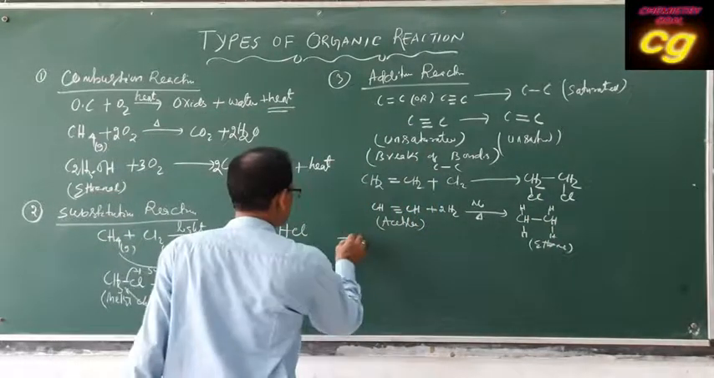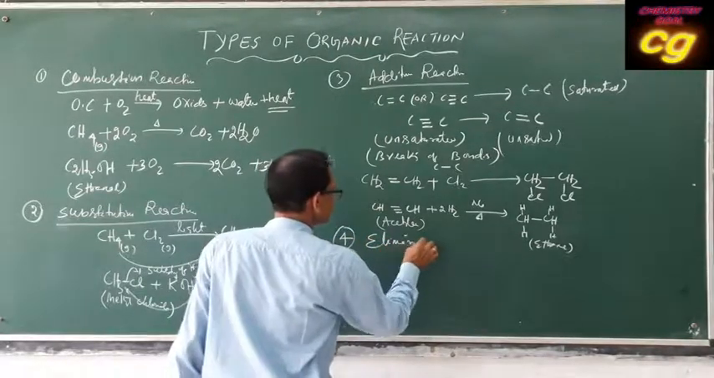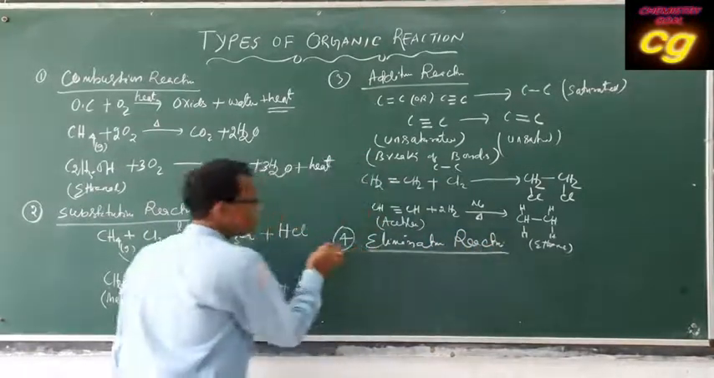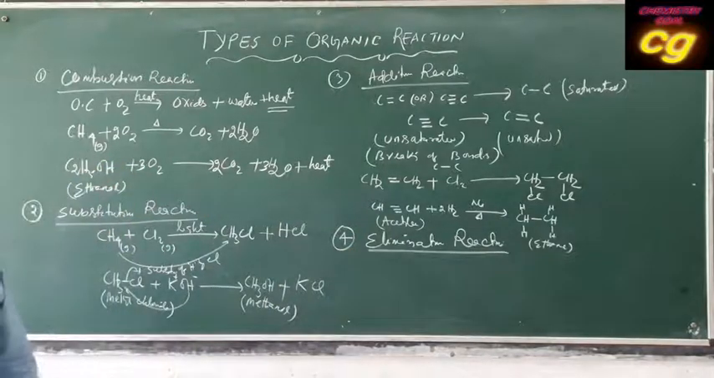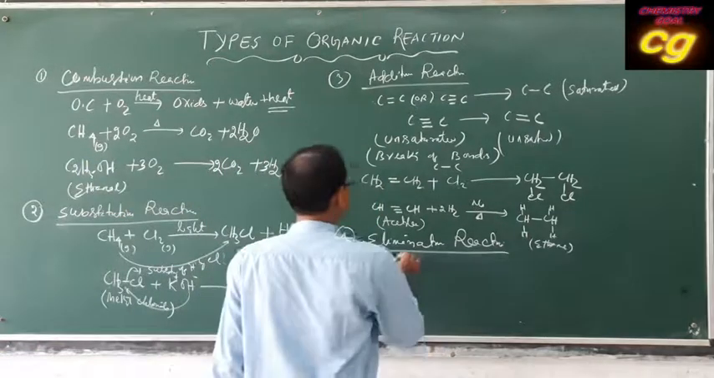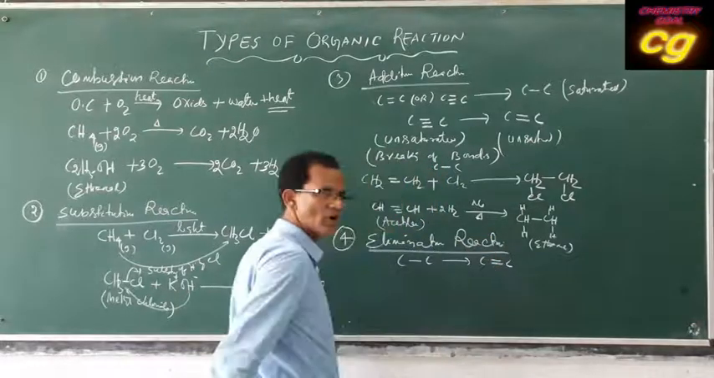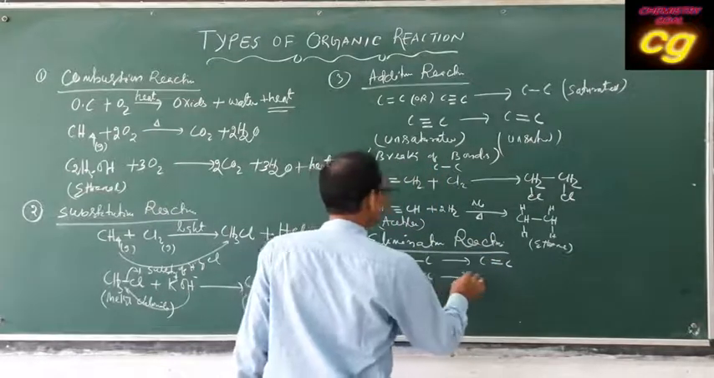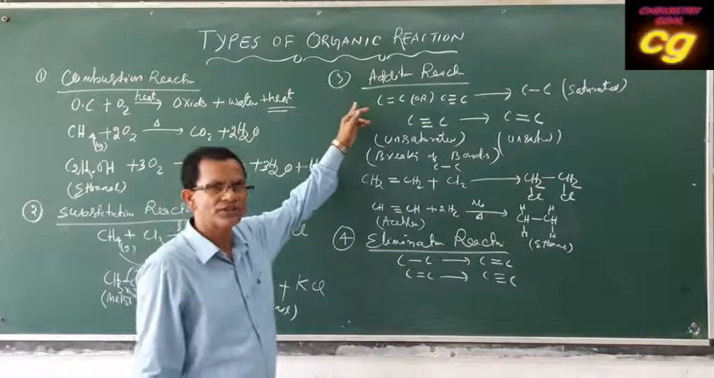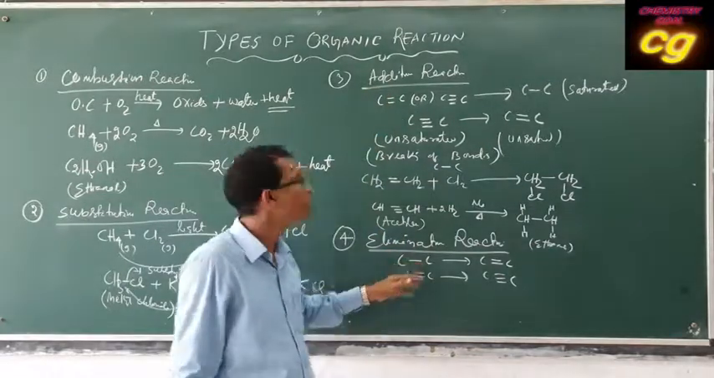Then the fourth one is elimination reaction. What is elimination reaction? In elimination reaction, what happens? Just the opposite. Single bond converts to double bond, or double bond converts to triple bond. It is the opposite of addition reaction. Elimination is just opposite to addition, and addition is the opposite of elimination.